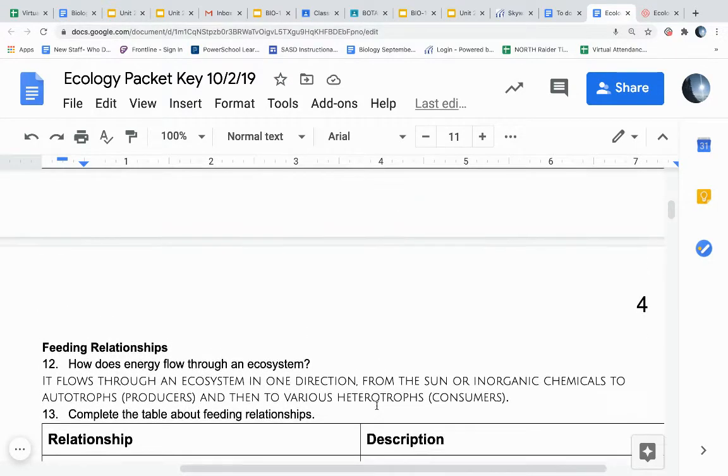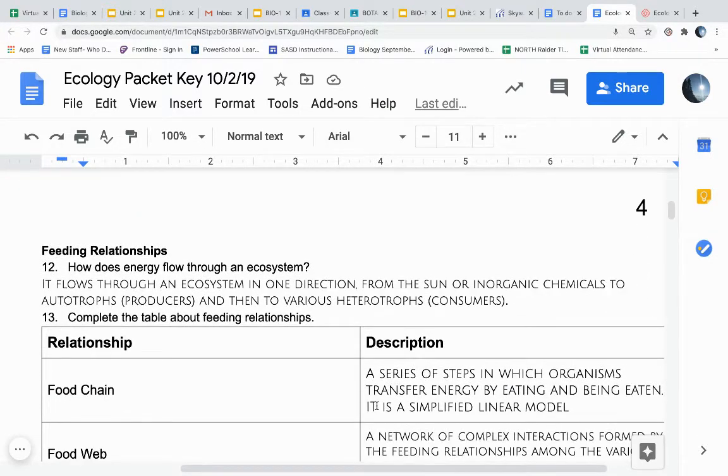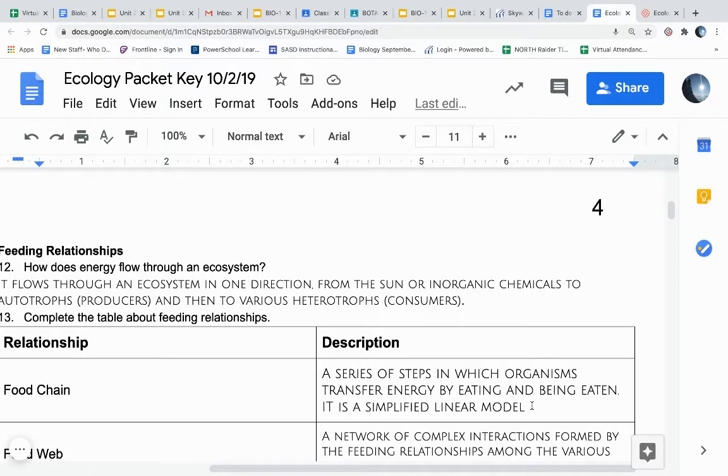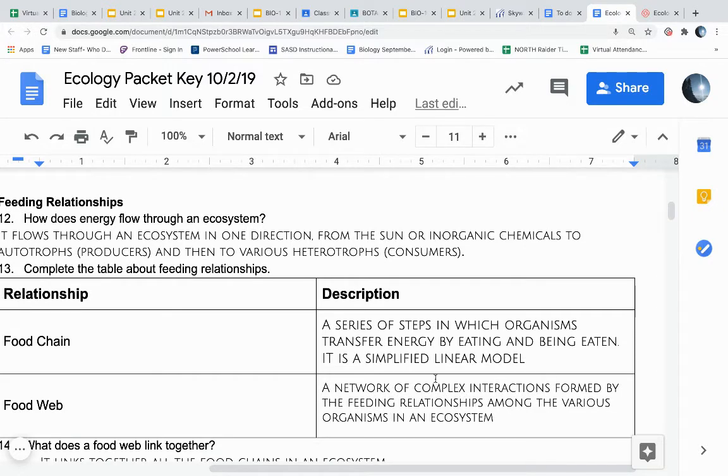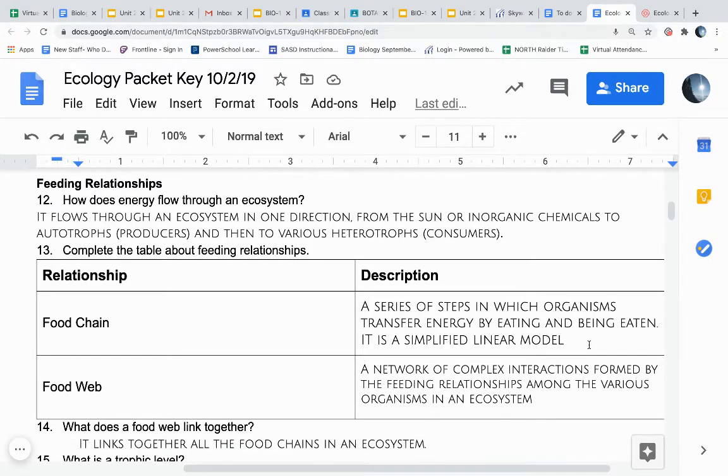So let's talk about these relationships. So food chains are a series of steps in which organisms transfer energy by eating and being eaten. It's a simplified linear model, so much simpler than things would actually occur in nature. So we're going to see that food webs are consisted of multiple food chains all at once. So a food chain is a simple linear model. A food web is a network of complex interactions formed by feeding relationships. A food web is much more realistic to what would actually occur in nature, because nature is oftentimes much more complex than we can ever model in a lab.